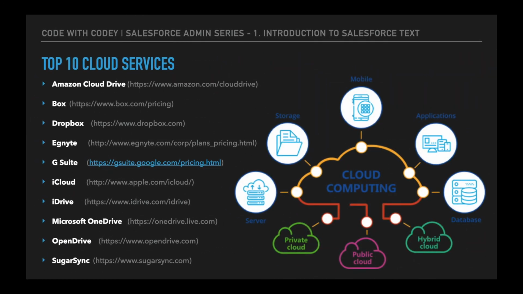Here are the top 10 cloud services. First is Amazon Cloud Drive. Second is Box. Third is Dropbox. Fourth is Egnyte. Then G Suite, which is quite popular. And then Apple's iCloud, and then iDrive, Microsoft OneDrive, OpenDrive, and SugarSync. So these are the top cloud services these days.